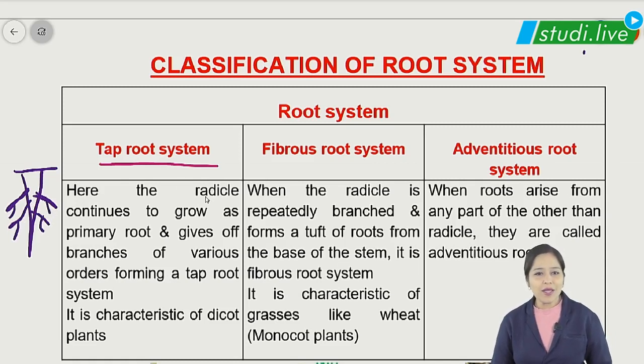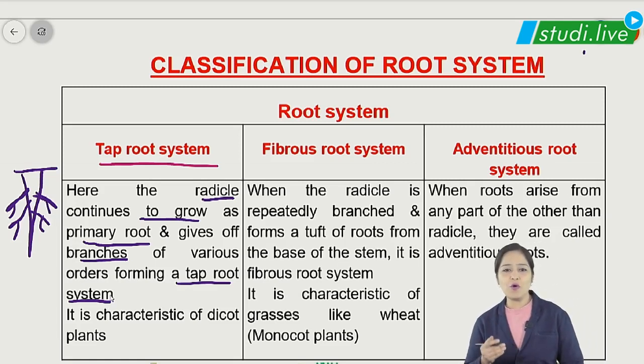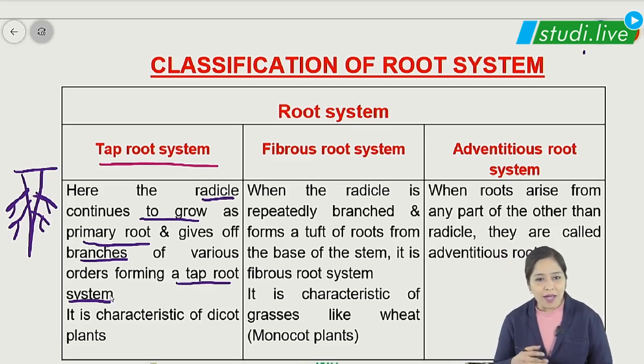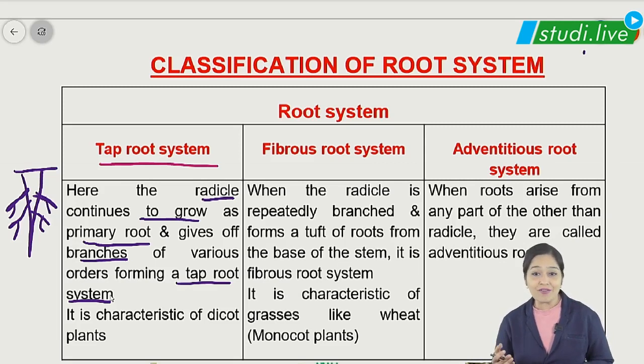So here we can say the root which is coming from the radical and continues to grow. वो continue होता है grow होने के लिए क्या form करता है, primary root, and it gives off branches of various order forming a tap root system. So taproot basically is going to grow from the radicle. It is going to grow continuously and form the primary root, और उनसे जो branches आ रहे they are going to form the secondary root, and finally we'll have the taproot.